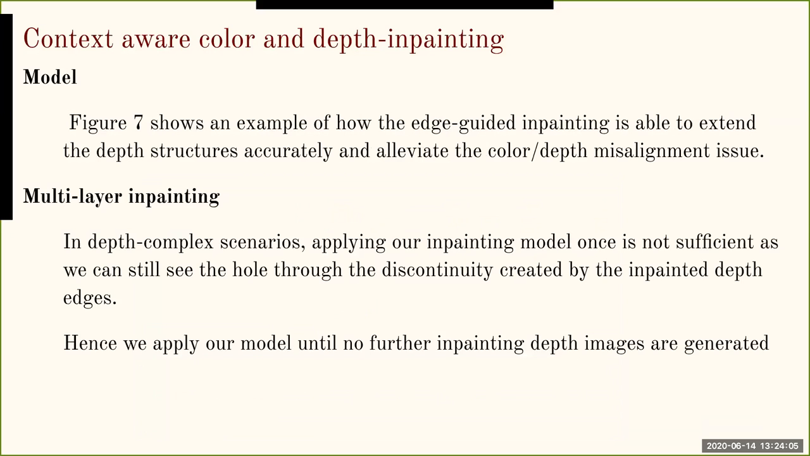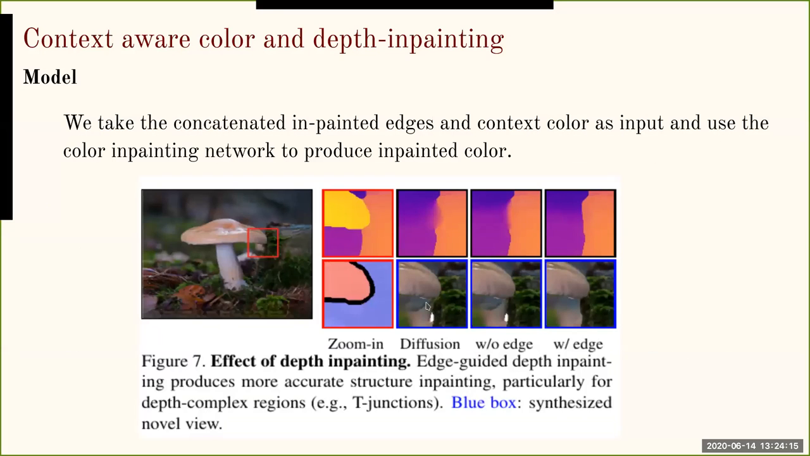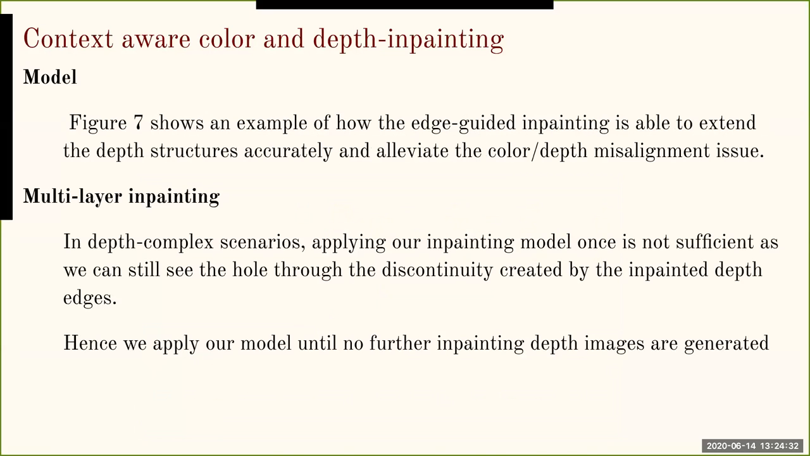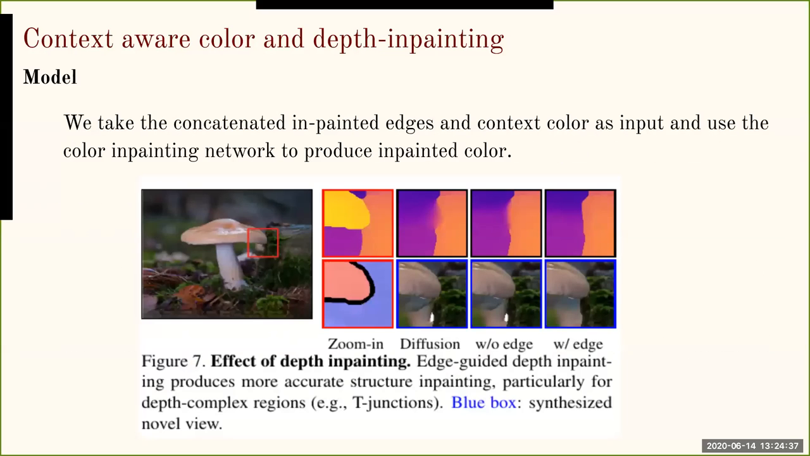In complex depth scenarios, applying our inpainting model once is not sufficient, as we can still see the hole through the discontinuity created by the inpainting. So we can see here, this is a hole. So this is called T junctions. So what is happening is after applying a certain number of iterations, they will fill the hole. Since this is an iterative algorithm, this will inpaint the model iteratively. Hence we apply our model until no further inpainting depth images are generated. So they are having cost functions.